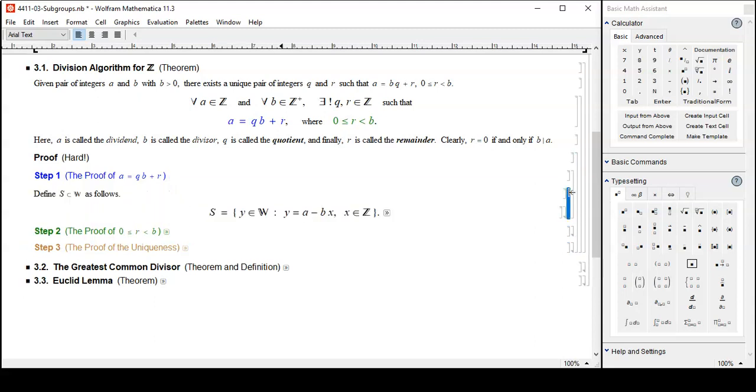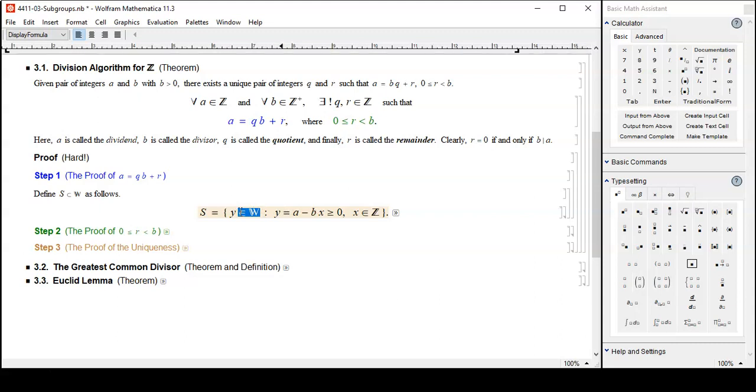Ready? Let's begin with a mysterious subset S of W. W here is the set of all whole numbers, 0, 1, 2, 3, 4, and so on and so forth. So those are non-negative integers. Whole number y in this form, a minus bx form, where x is an integer. A and b are already selected here, and y is a whole number, so this had better be greater than or equal to 0. You see, that's in W.